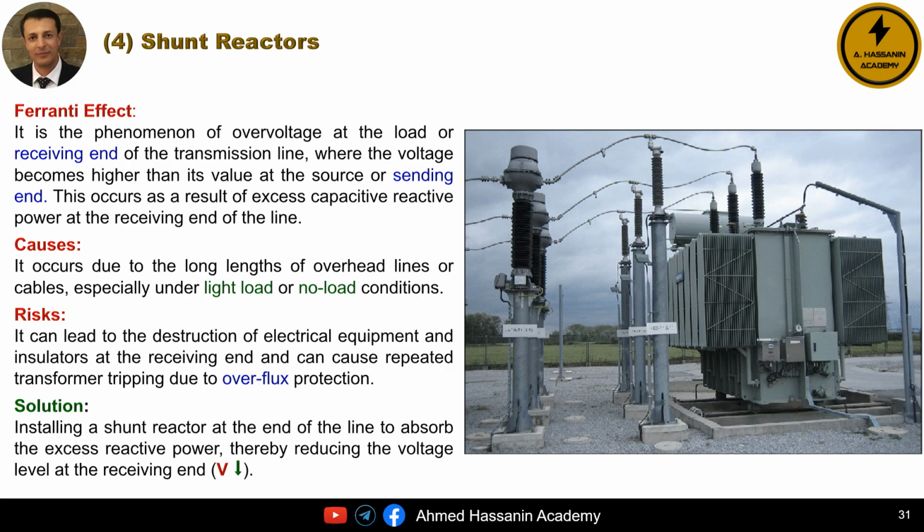This voltage rise can certainly cause damage or failure of electrical equipment and insulators at the end of the transmission line. That is why shunt reactors must be installed at the receiving end of long transmission lines. The function of these shunt reactors is to absorb or draw the excess reactive power, thereby reducing the voltage level at the receiving end of the line.